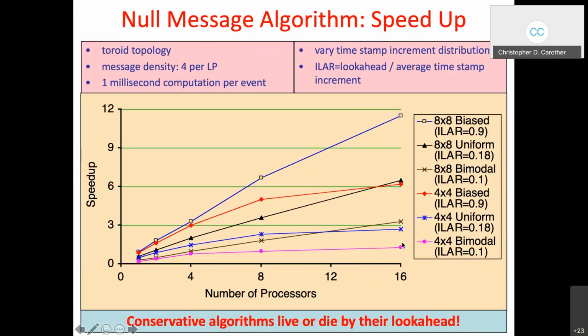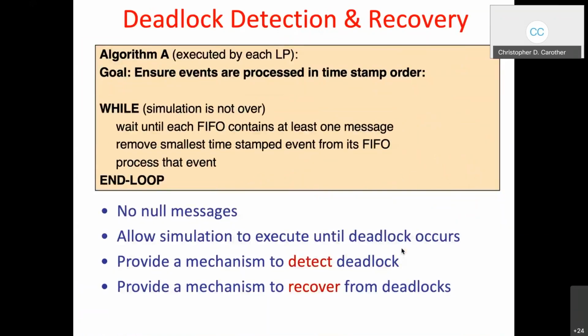Another option is, of course, deadlock recovery and detection. So again, the idea here is that we're going to ensure we process events in timestamp order, but then we have to have a mechanism that's going to detect any sort of deadlock, right? As we're removing the smallest event from all of the FIFO.